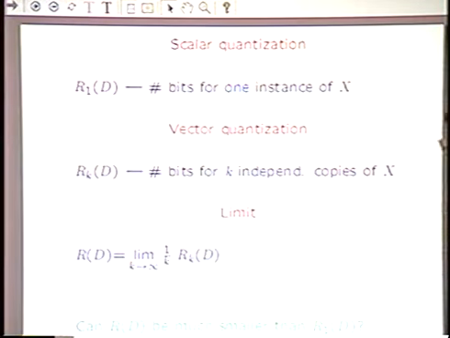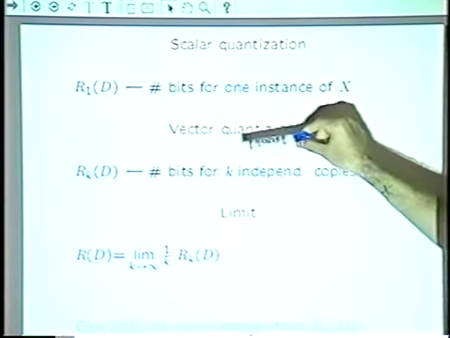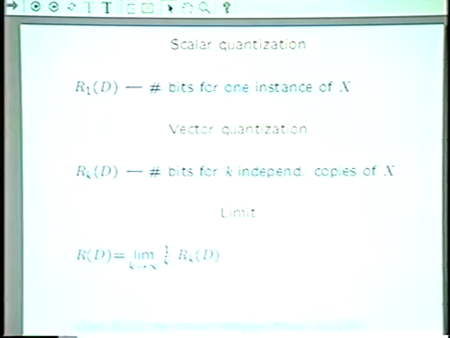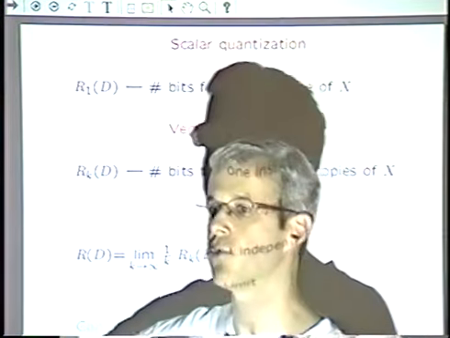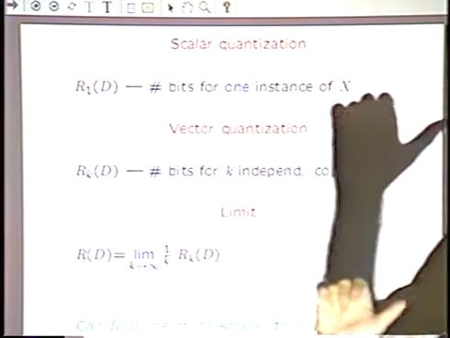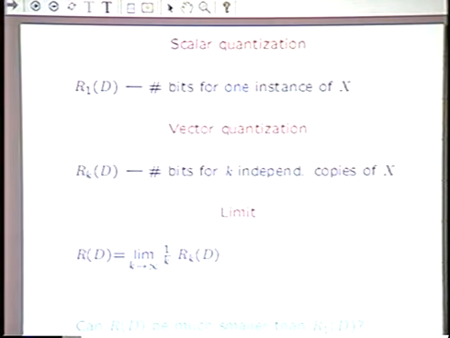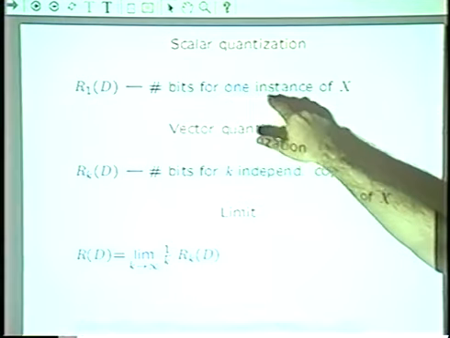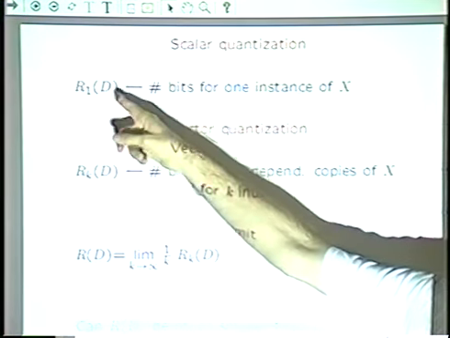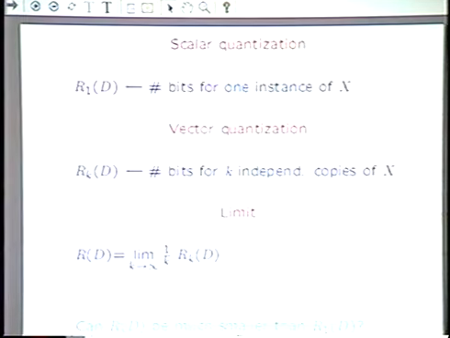So also for this problem of reproduction with distortion, you can talk about scalar quantization and you can talk about vector quantization. Scalar quantization is what I drew here when you just quantize one element. You give me a number and you want it quantized, okay? And we call it R1. R stands for the single element that you're quantizing. It is the number of bits that you need for one instance of x to reproduce it within distortion d. D is your 0.6, whatever distortion you're getting, okay?